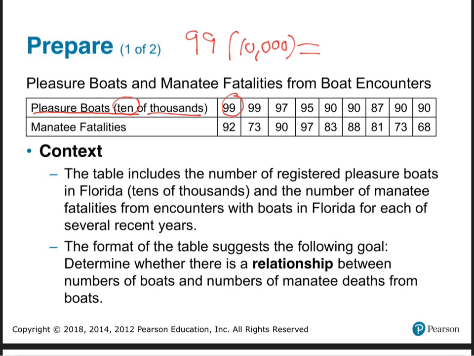Right? 99 times 10 is 990. It's 990,000 pleasure boats. Does that make sense? How we figured that out? Because they're saying these are in tens of thousands, so 99 times 10 is 990,000. So basically, in some year, when there were 990,000 pleasure boats in Florida, there were 92 manatee fatalities.